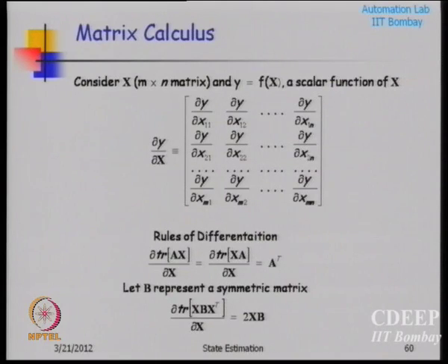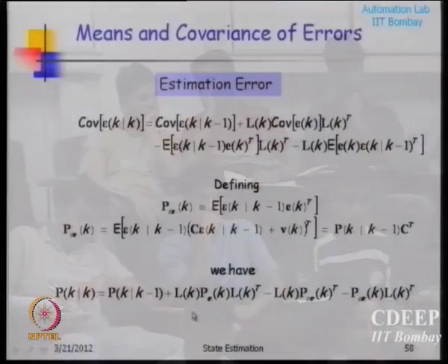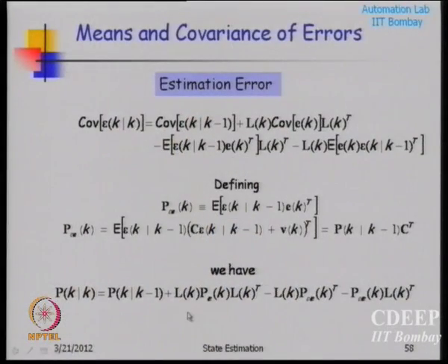So there are also results for trace of X transpose BX, and BX times X transpose. Why do I need all this? Look here. I have a term which is matrix L times this times L transpose. So I need to differentiate this term. What is the derivative of this with respect to LK? Yes, you said it. 0. See, PK given K minus 1 doesn't depend upon LK. Only these three terms depend.